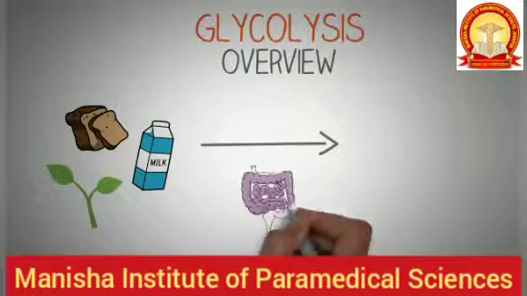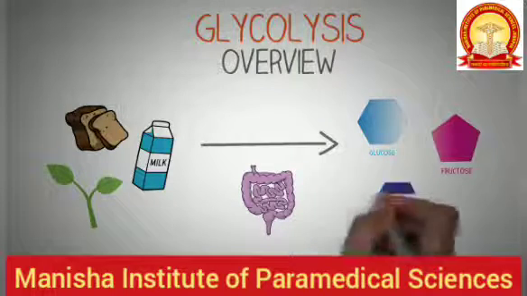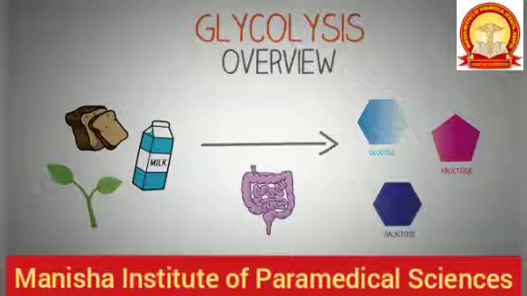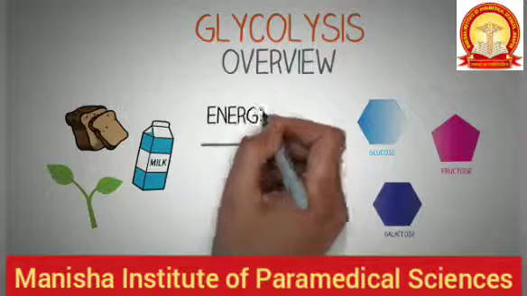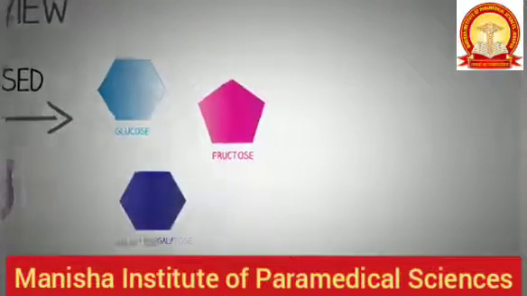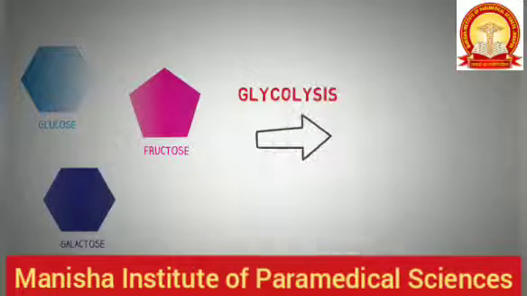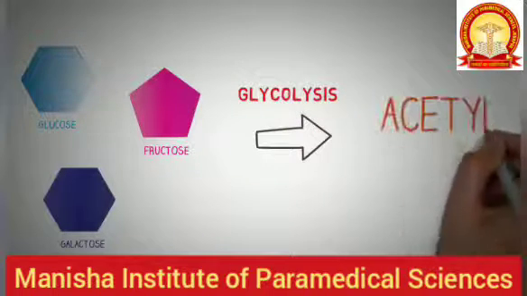At the end of digestion of carbohydrates, we get simple monosaccharides like glucose, fructose, and galactose. Please note at this point of time we have not extracted any energy from these sugars and in fact use energy to digest and absorb them. These sugars then undergo glycolysis, which produces acetyl-CoA. A small amount of energy is also produced at this step.